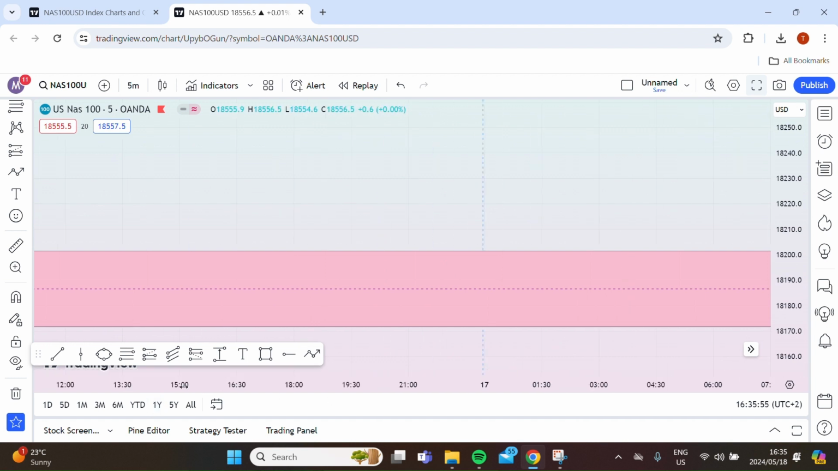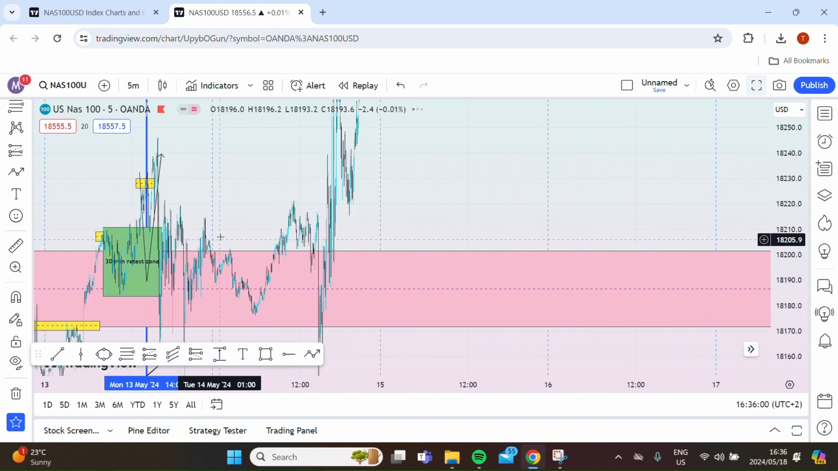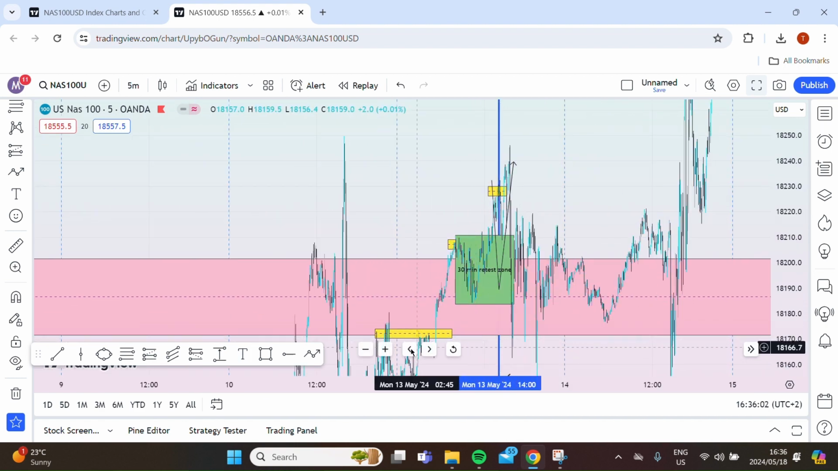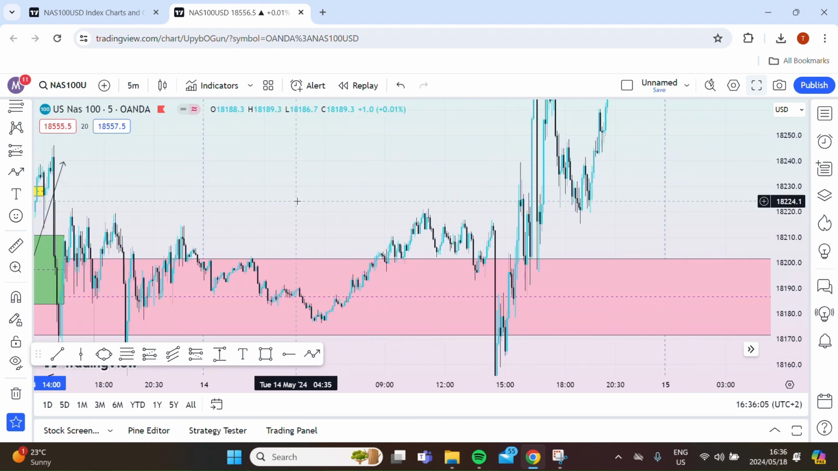On the 5 minutes, I'm looking for a harami or a bullish engulfing in that zone, right? Fine. Let's see what this has for me.